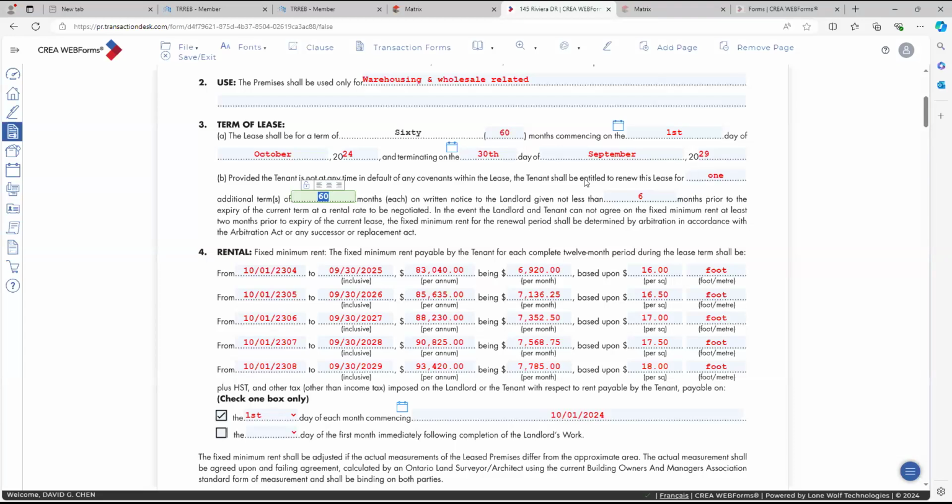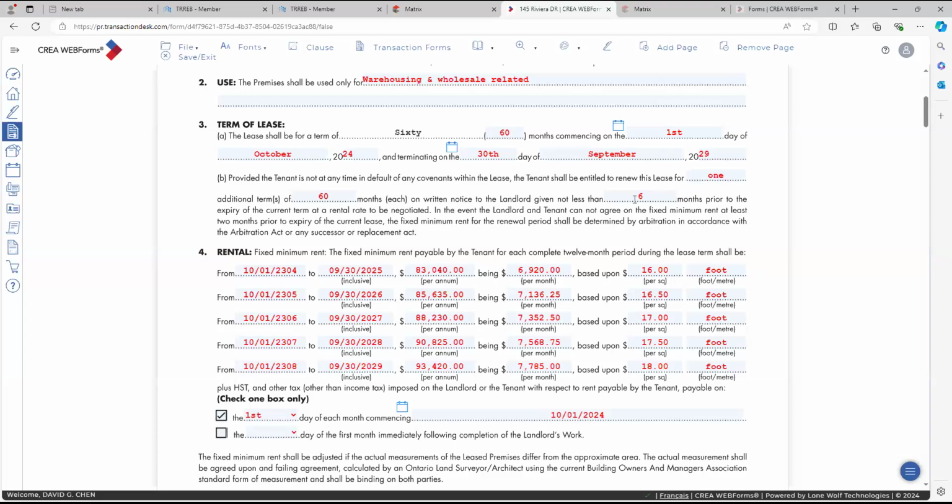Sometimes some clients say, I'm looking for the long term. What do you mean long term? I need 10 years, 20 years maybe. So you can say one additional, or two additional, or three additional. Okay, so you make sure based on whatever you're asking.